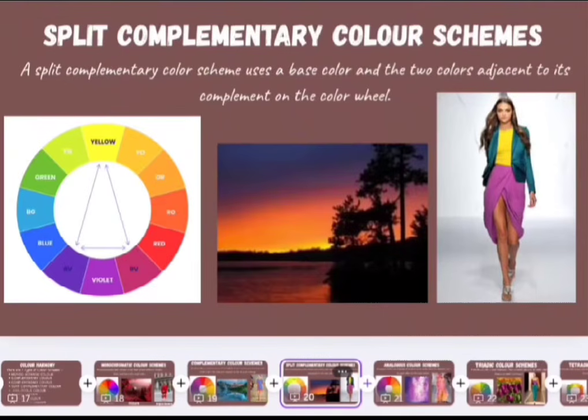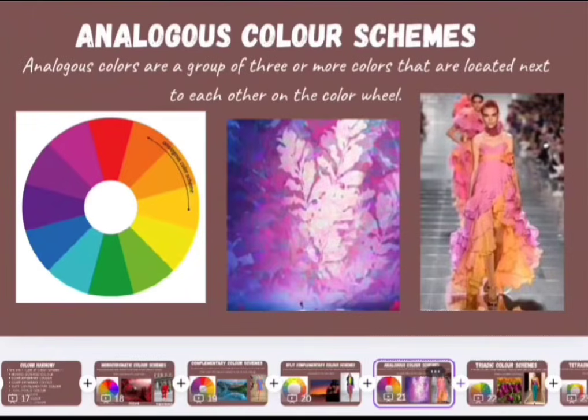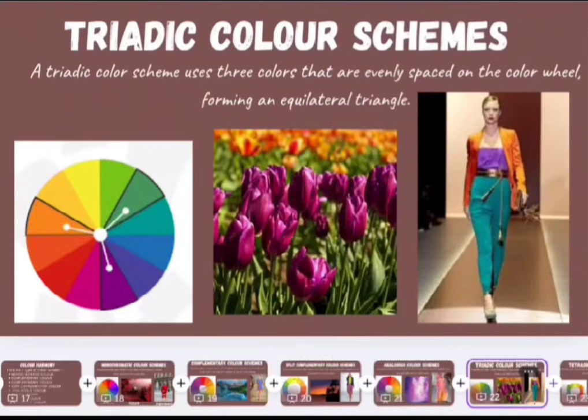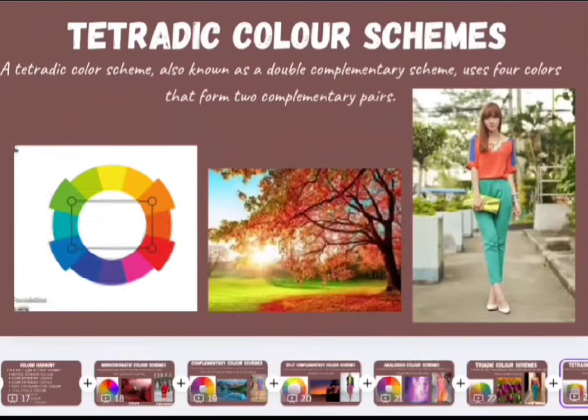A split complementary color scheme uses a base color and the two colors adjacent to its complement on the color wheel. Analogous colors are a group of 3 or more colors that are located next to each other on the color wheel. A triadic color scheme uses 3 colors that are evenly spaced on the color wheel, forming an equilateral triangle.